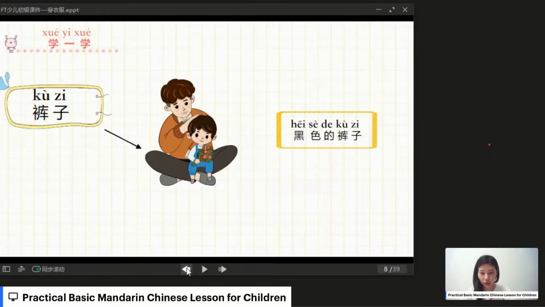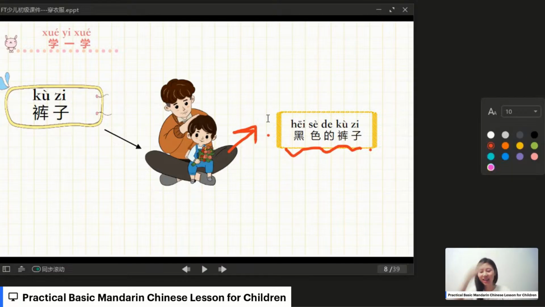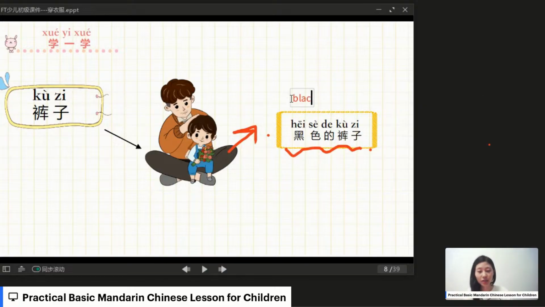Sorry, let's go back to here. So this is 裤子, right? And I think we learned about colors before. So see here, the phrase is 黑色的裤子. Do you still remember the meaning of 黑色? 黑色 is one of the colors. From the picture you can see very clearly, even if you don't remember, this is black pants, right? So we say 黑色的裤子.